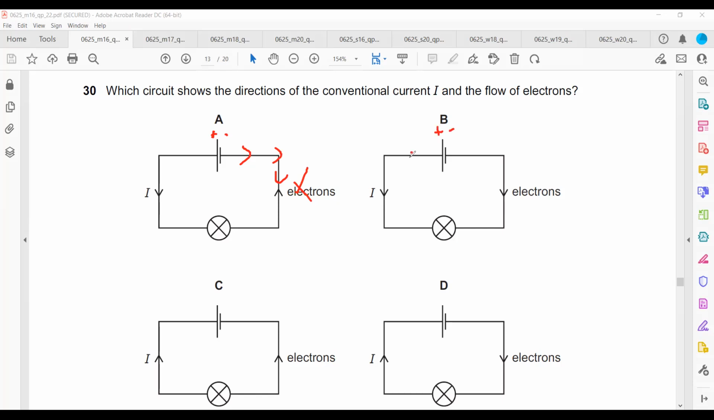When we check B, the conventional current direction I is shown correctly. And with plus and minus, negative to positive is the electron flow, so that is also shown correctly. So B is the right answer for this. Why not C? Because positive to negative is the conventional current, so the direction of the conventional current arrow is wrong. When you check positive, negative again, the direction of the conventional current is shown incorrect. Even here, the direction of the conventional current is wrong and the direction of electron flow is also wrong. In this one, the direction of conventional current is wrong but electron flow is correct. In this one, both directions are correct, because conventional current is from positive to negative and electron flow is from negative to positive.